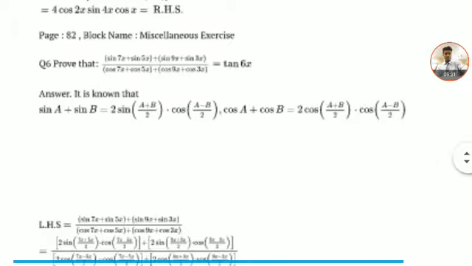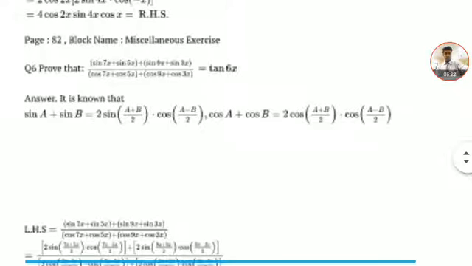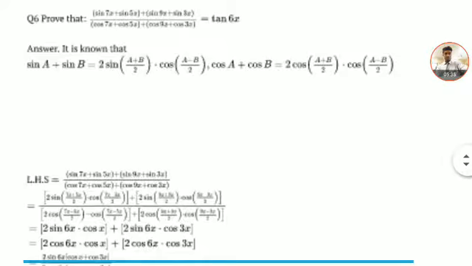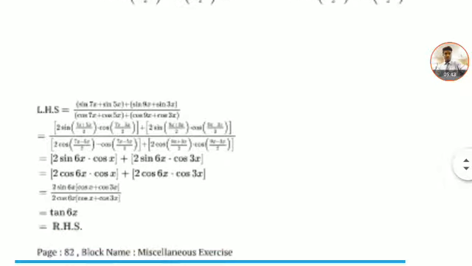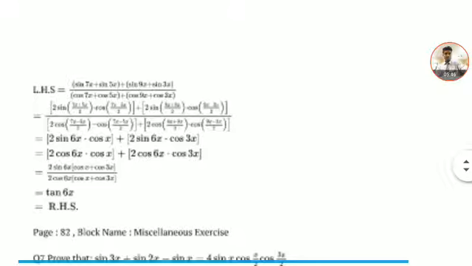Further, we'll do more tricky numericals, okay? This miscellaneous exercise is really important for you people. Now question number 6. Same question, just apply the formula C and D. A plus B, cos (A plus B) by 2. Same formula. Apply the formula twice and half of the things will get cancelled out.